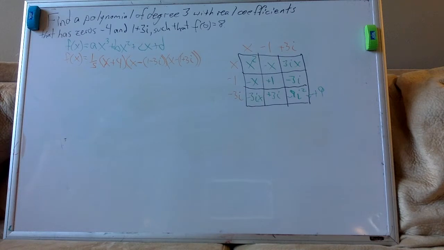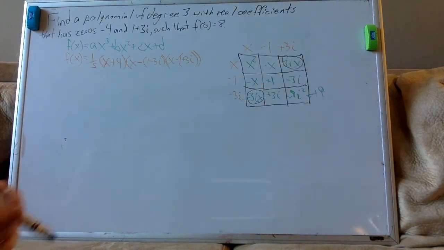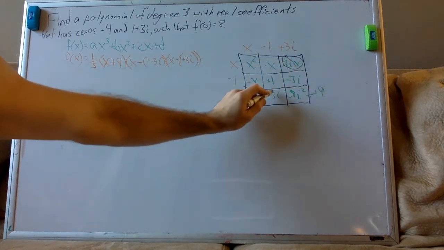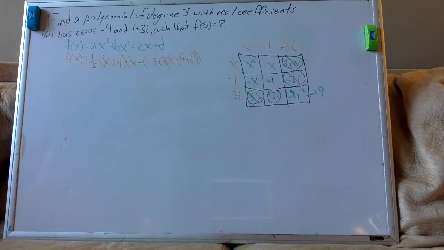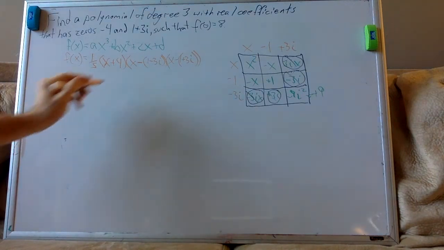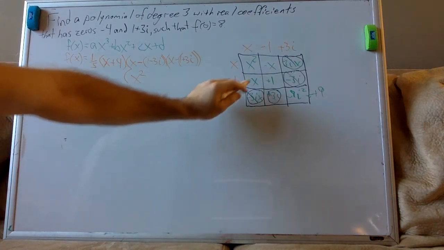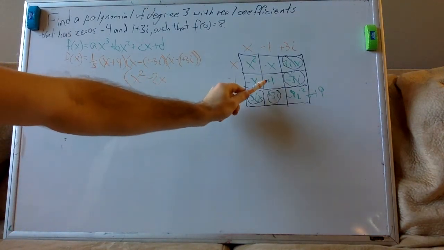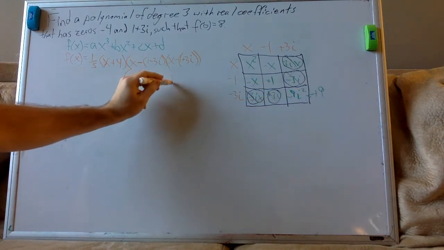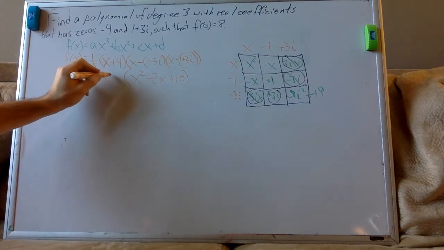Okay, so now I can simplify a little bit. I can see that this term and this term cancel each other. And this term and this term cancel each other. So I'm left with x squared here, negative 2x, and then I have my positive 1 and positive 9, so plus 10. I'll copy that down.